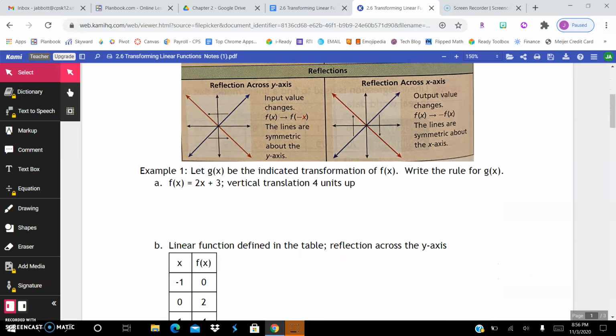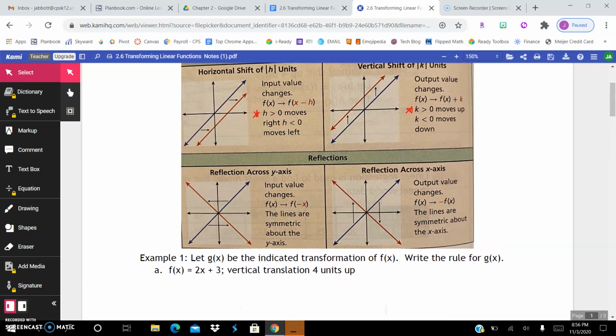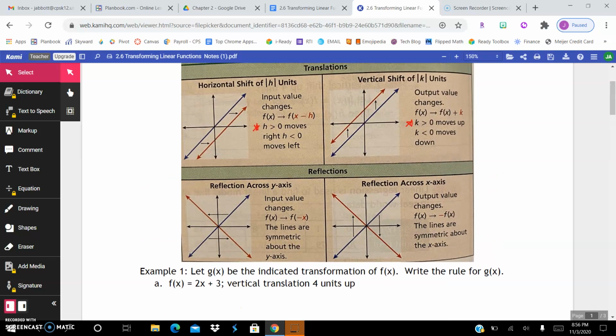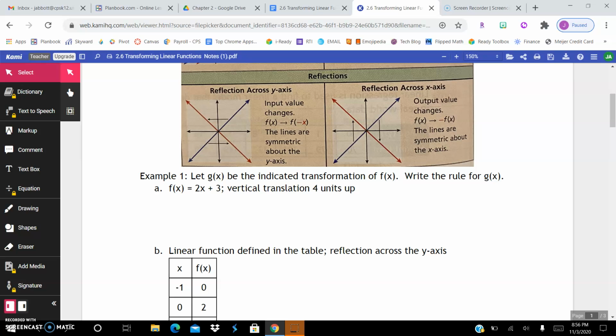So for example 1, let g of x be the indicated transformation of f of x. Write the rule for g of x. For part A, we have f of x equals 2x plus 3, and we're going to have a vertical translation 4 units up. If we go back to our chart, up is vertical, and if k is greater than 0, we're going to move up. So we're going to have to add 4 to our equation.